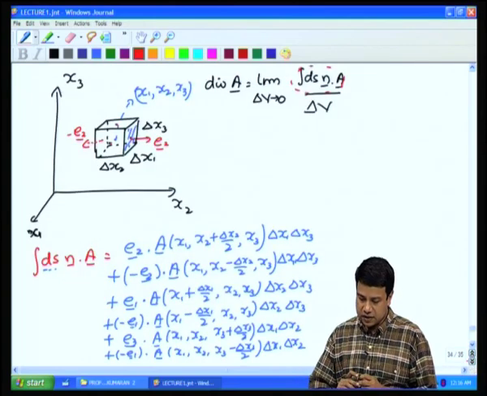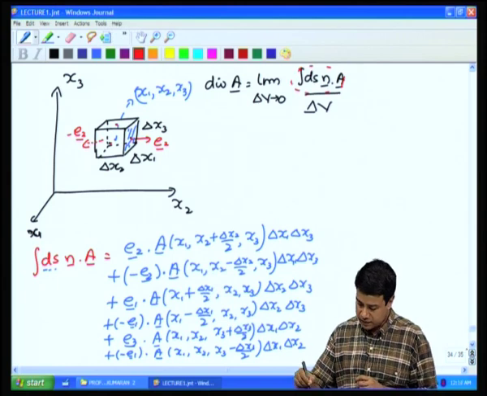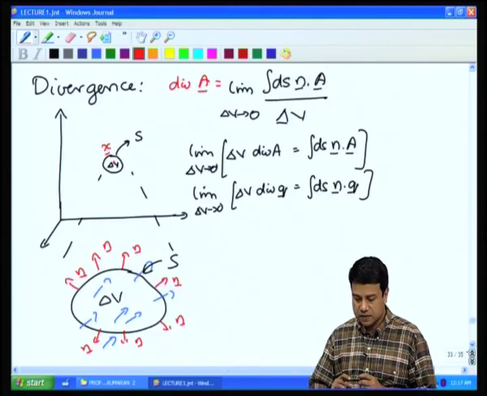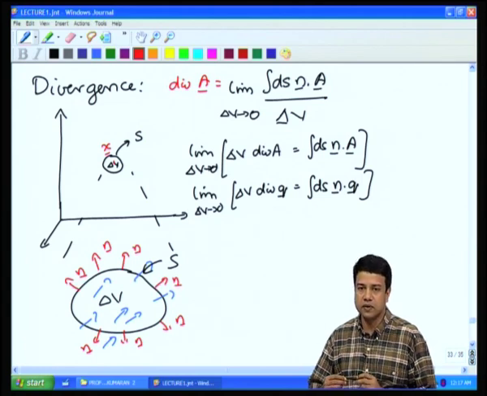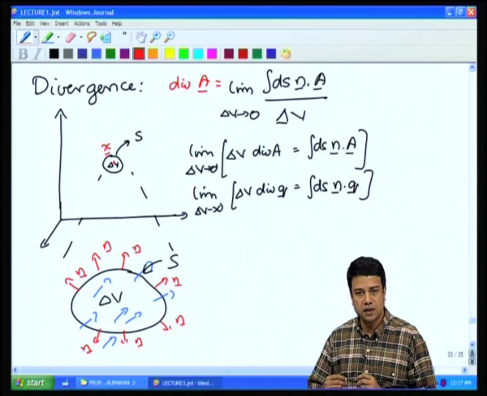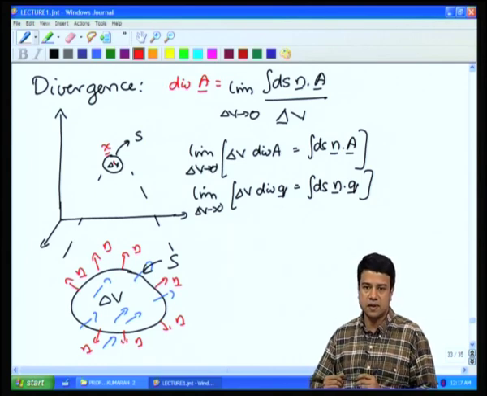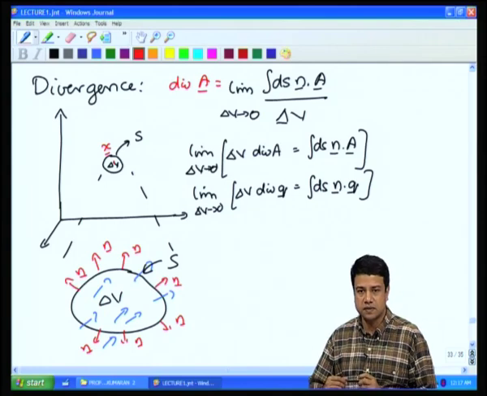And I will give you a physical interpretation of divergence in terms of the heat flux or the mass flux. Integral dS n dot q is the total amount of heat coming out of the surface per unit time. So, for this differential volume, the total amount of heat coming out of the surface per unit time is equal to the volume times the divergence of q. So, in this case the divergence has dimensions of q divided by distance.